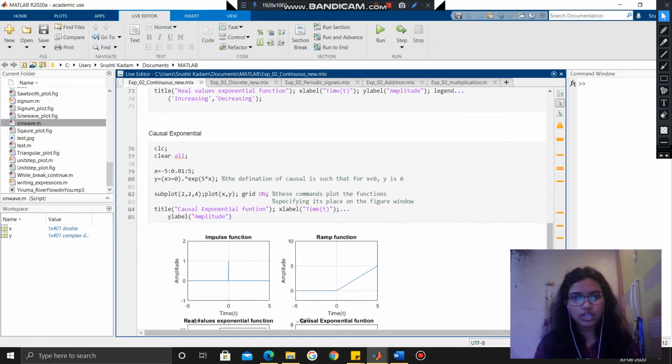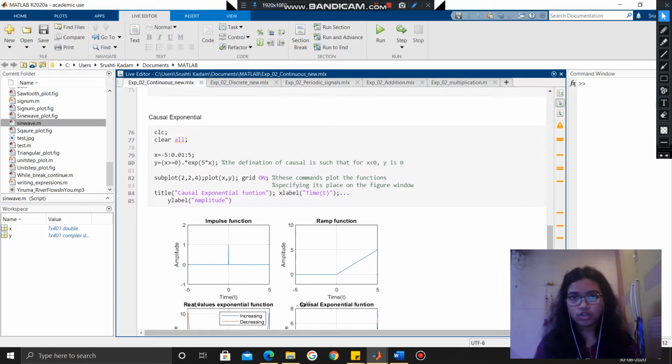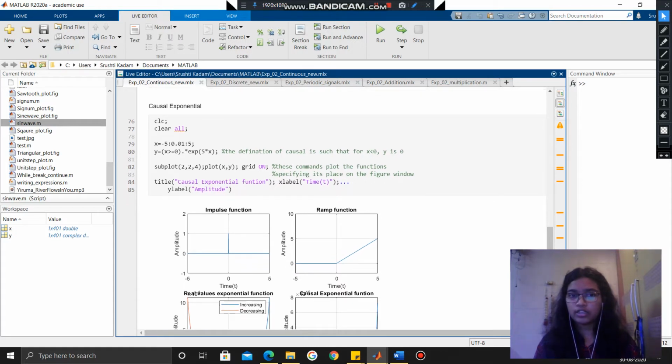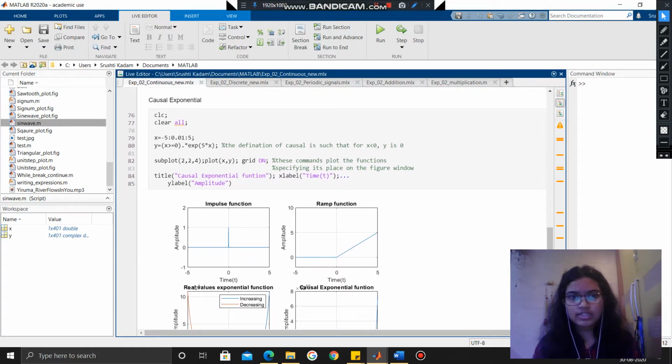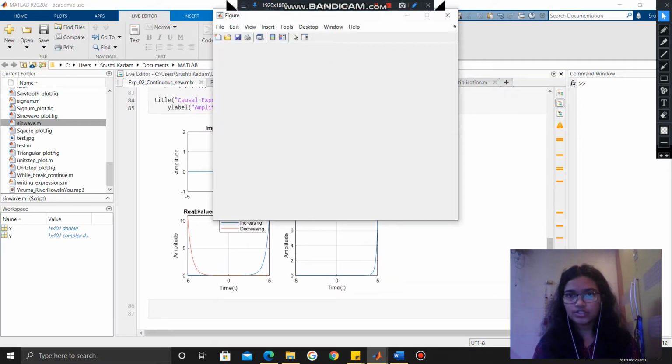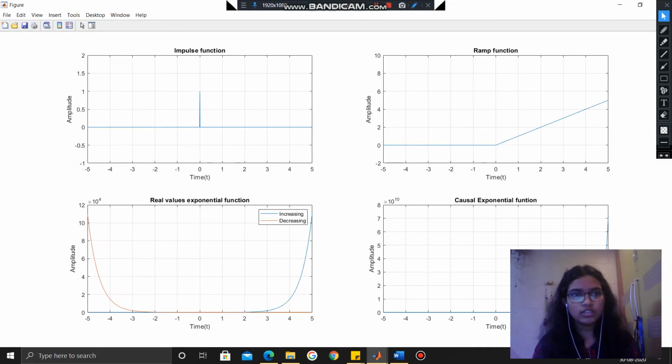Then we go to causal exponential. By definition, we know that for causal exponential, for all negative values of x, the value of y is 0, whereas for all positive values of x, we get the proper graph. That's what we have done. In this bracket, x greater than or equal to 0, we have made a condition that y is equal to this complete expression only for the positive part of x. So these are our curves, as you can see. See, impulse becomes 1, the strength becomes 1, not the value of y, at exactly x equal to 0. This is a ramp function, real valued exponential and causal exponential. As you can see, for all negative values of x, the value of y is 0 in causal.